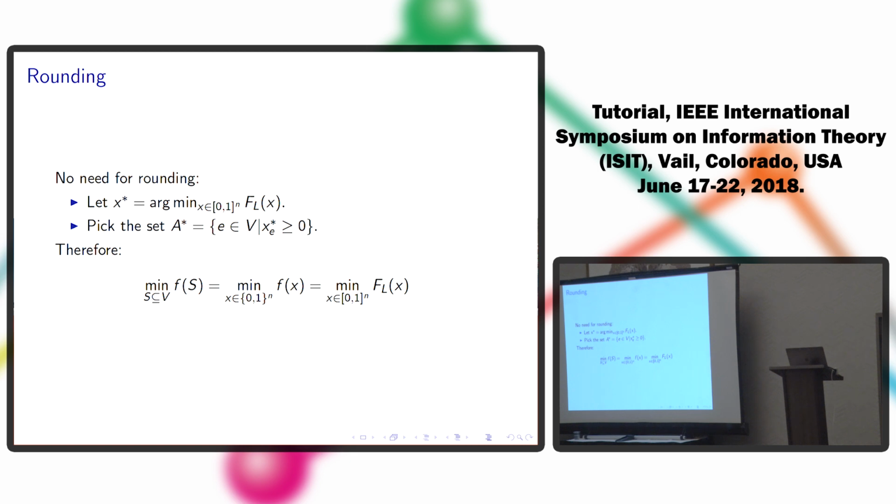Basically, what you end up with is going to be a corner point. No rounding is needed. In other words, you're going to pick all the entries such that xe is greater than or equal to 0. Very simple. So what it means is that the minimization of this problem, which was combinatorial, is going to be exactly the minimization of this problem, which was continuous. And the problem on the right-hand side, we can do it. We can do it in polynomial time.